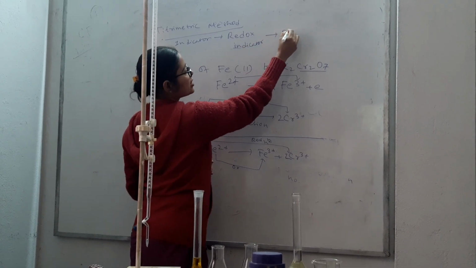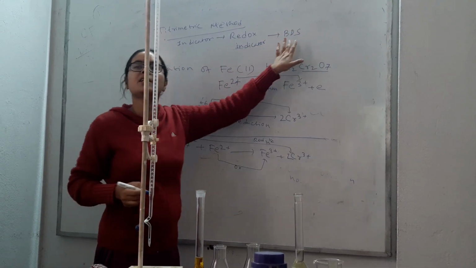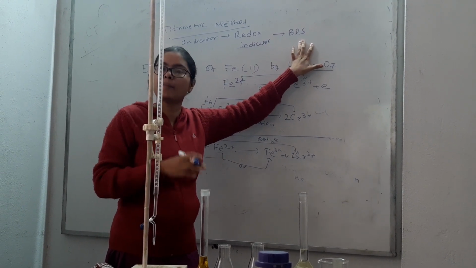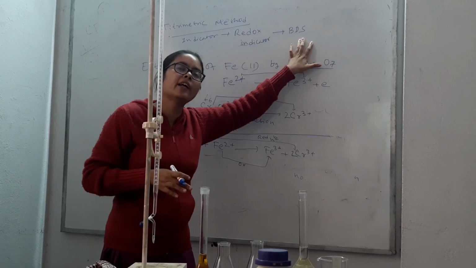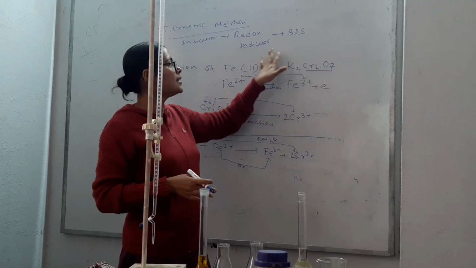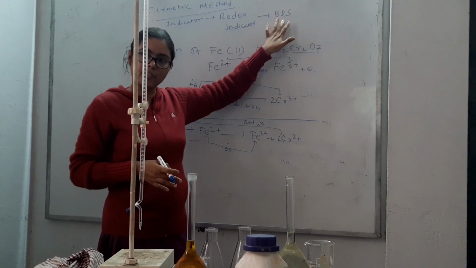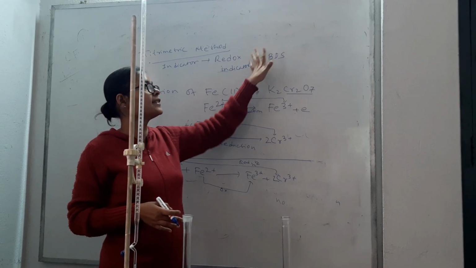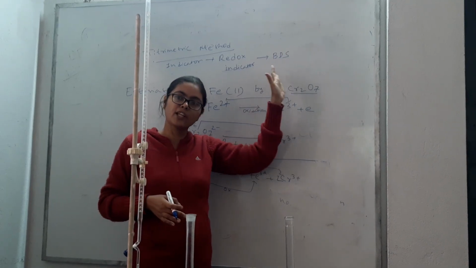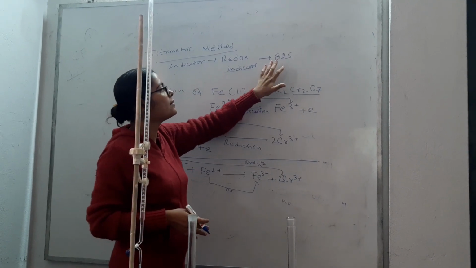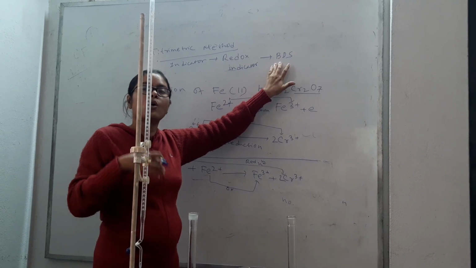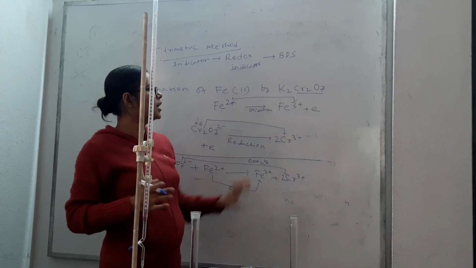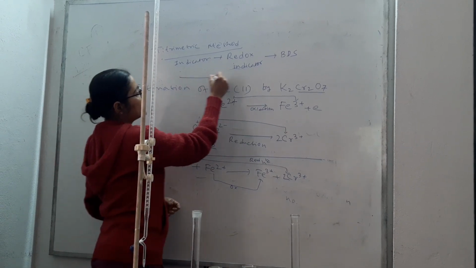The redox indicator is BDS. BDS means barium diphenylamine sulfonate. This is the redox indicator. You can search it and see the structure of this indicator. So this is the redox indicator we are going to use here. This is our task.